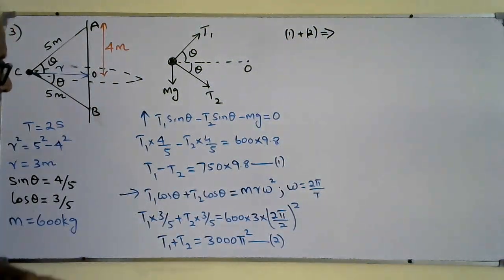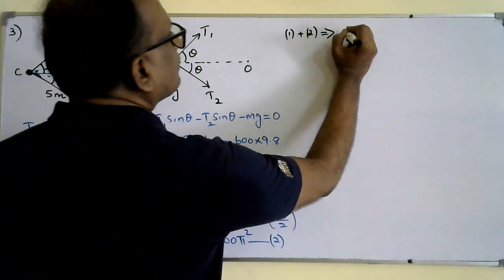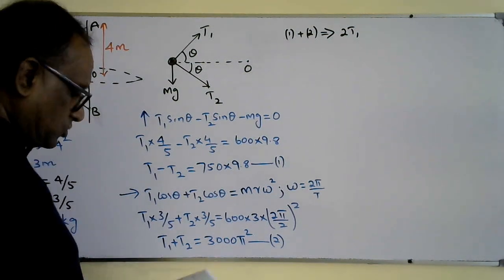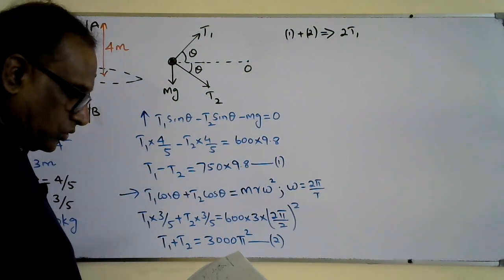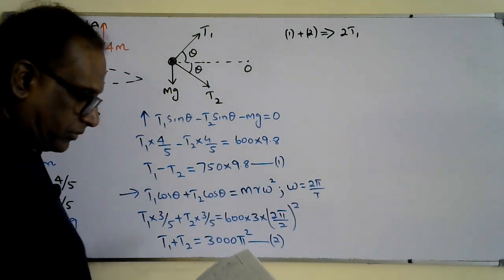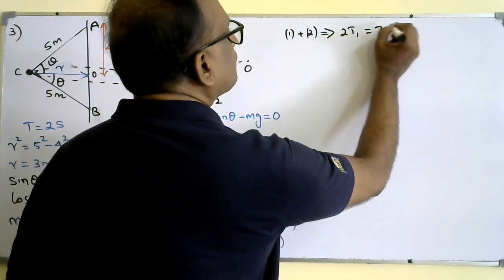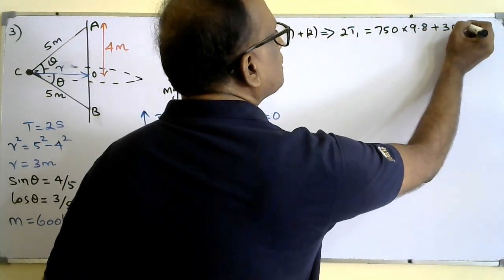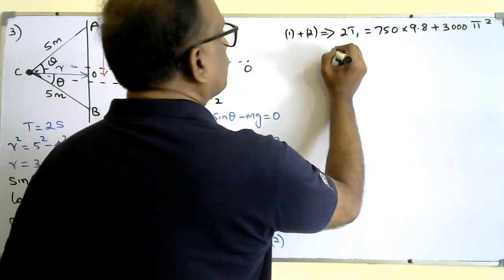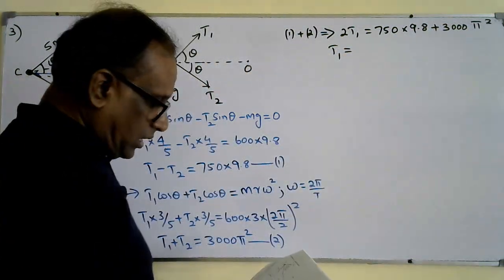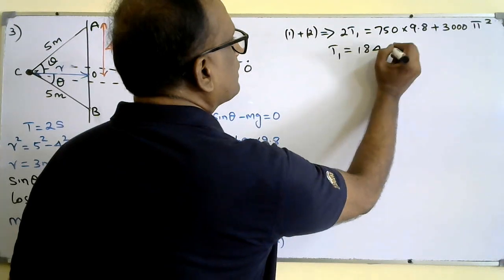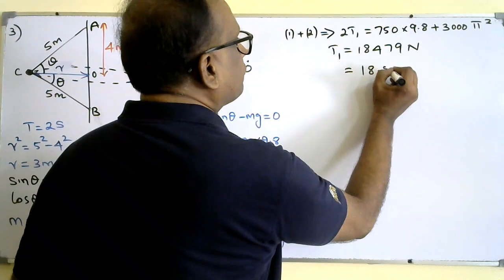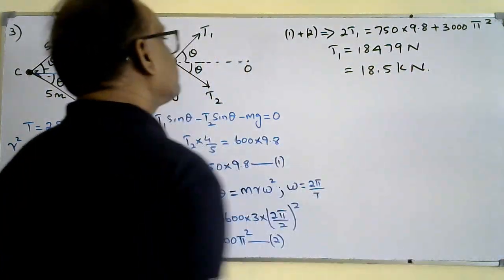I just do it manually. 1 plus 2 is 2T1, minus T2 plus T2 will get cancelled. So 2T1 will be equal to 750 into 9.8 plus 3000 pi squared. So T1 will be equal to 18,479 newton. That is 18.5 kilonewton.